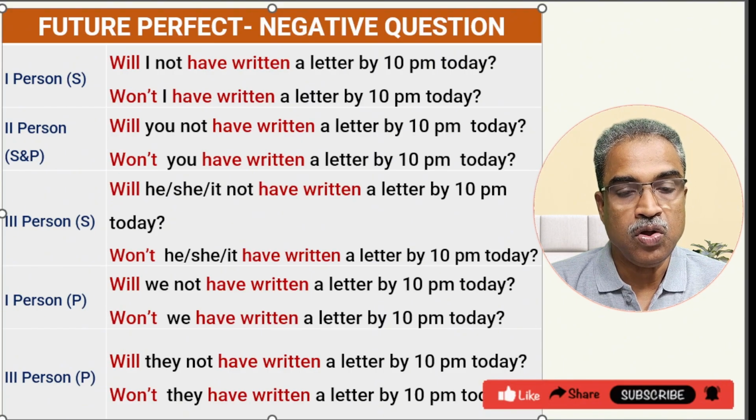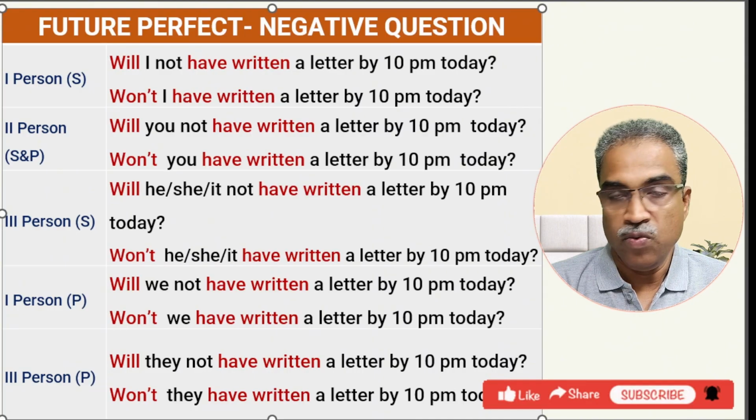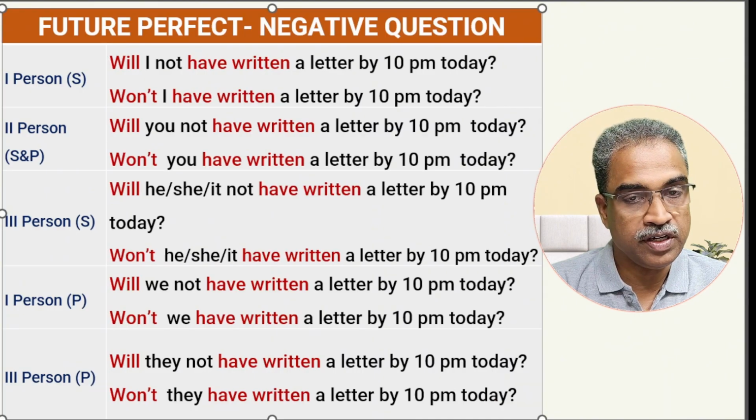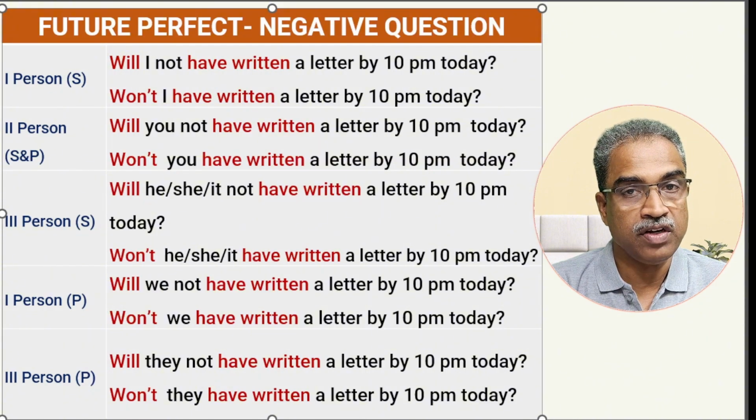Will changes into will he not have written a letter by 10 p.m.? Will she not have written a letter by 10 p.m.? Will it not have written a letter by 10 p.m.? Or else won't he have written a letter? Won't she have written a letter? Won't it have written a letter? Questions are framed that way.